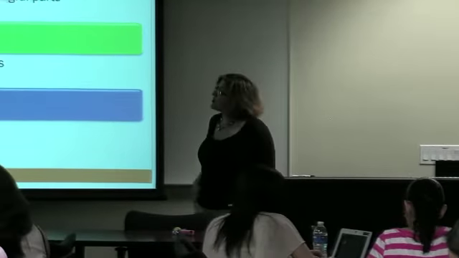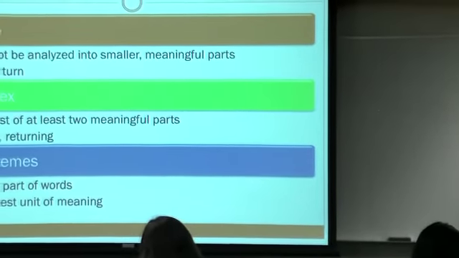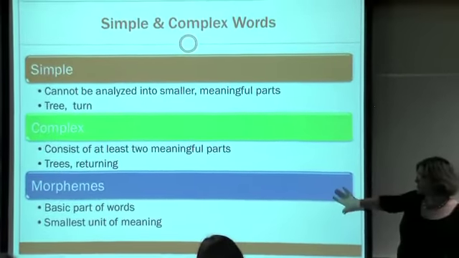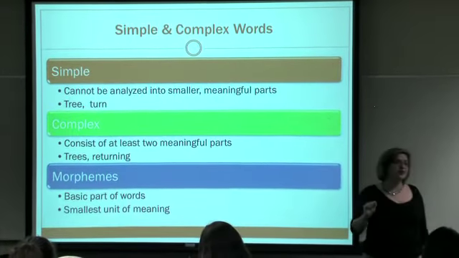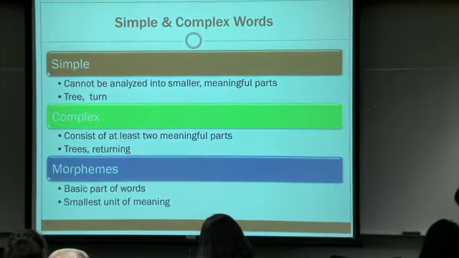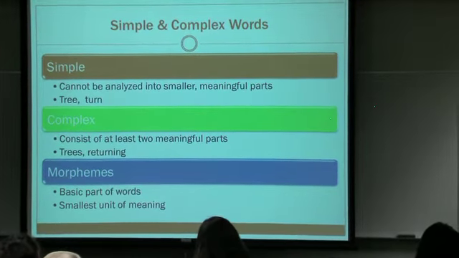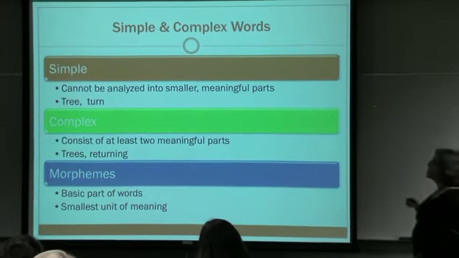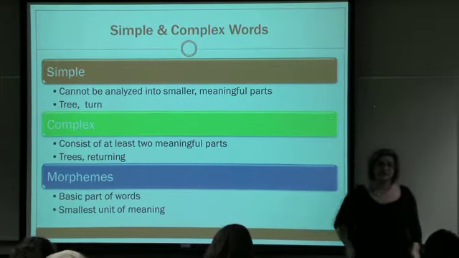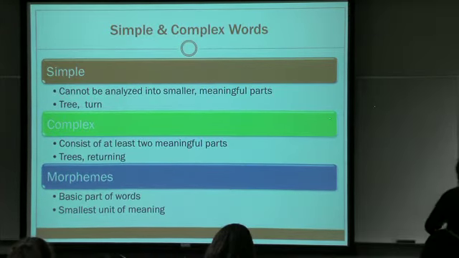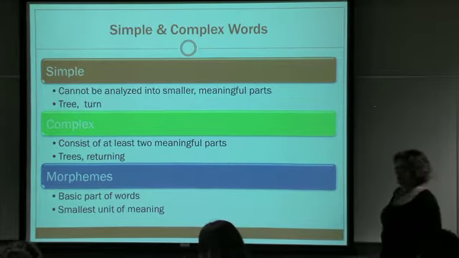So when we look at morphology and we're looking at words, there are different kinds of words. I've got the definition of morpheme down below because I just want to remind you. A simple word is one that can't be analyzed further. A simple word only has one morpheme. A complex word is one that has at least two morphemes. So cat is simple, cats is not.